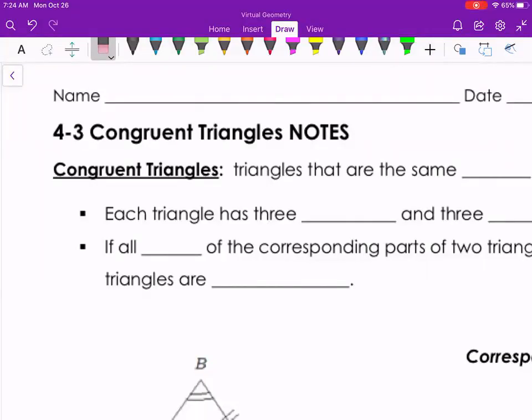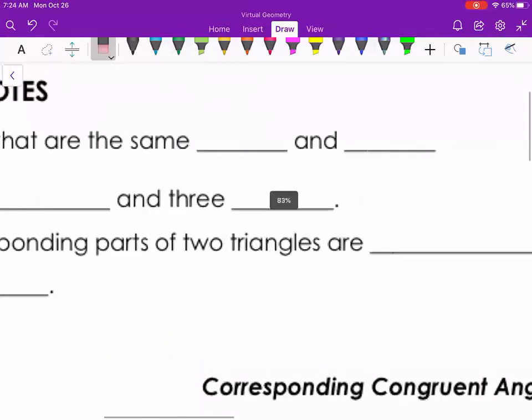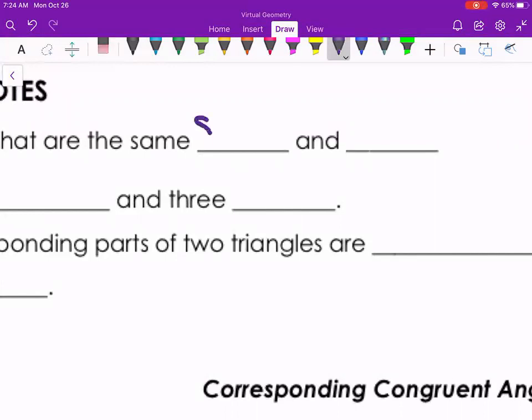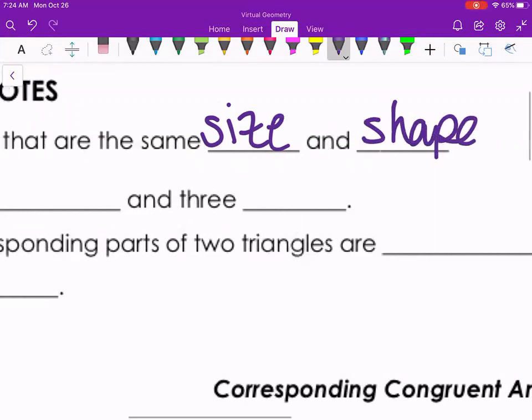We are still looking at our triangles, and today we're going to be looking at how do we identify the parts that would match up for two separate congruent triangles. So when we talk about congruent triangles, these are specifically triangles that are the same size and shape. So these two triangles need to look identical.